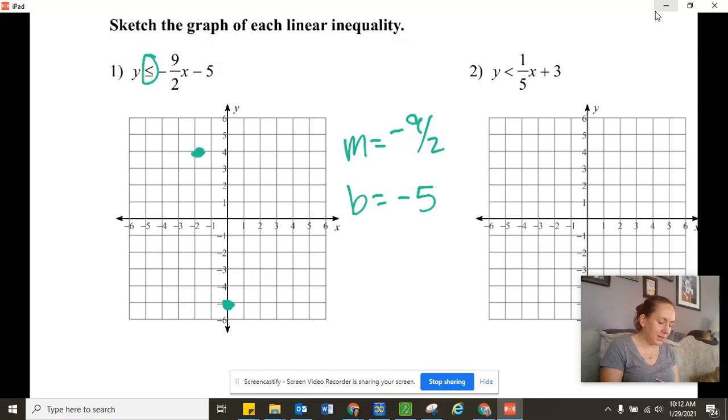Now, since it is less than or equal to, that'll be a solid line, because there's a line under the symbol. And less than means that it is going to shade below. So this side would be below the line.